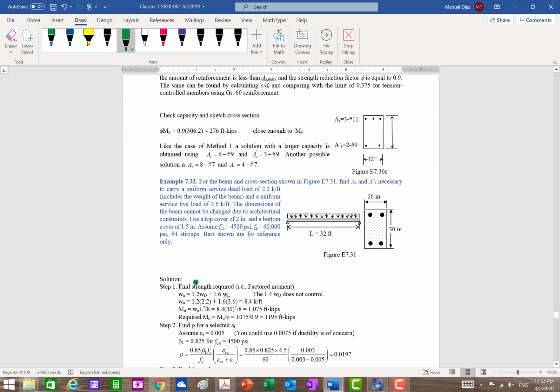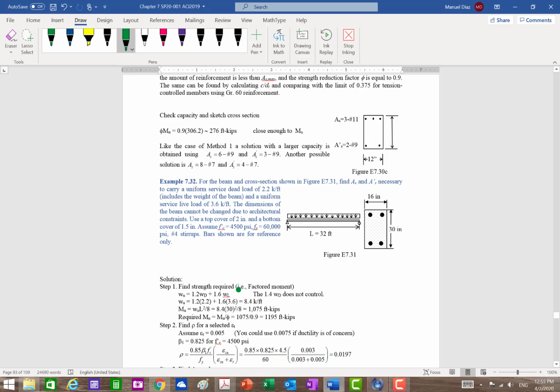All right, let's try another example here. We have the loads, right? Top cover is 2 inches, bottom cover is 1.5. The material properties, number 4 is stirrups. And the bars that are shown here is just for reference. You're going to have bars, the number we don't know.